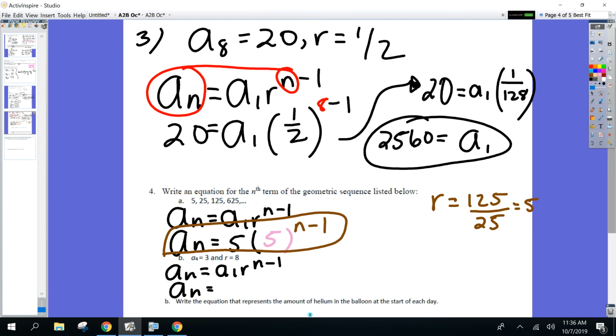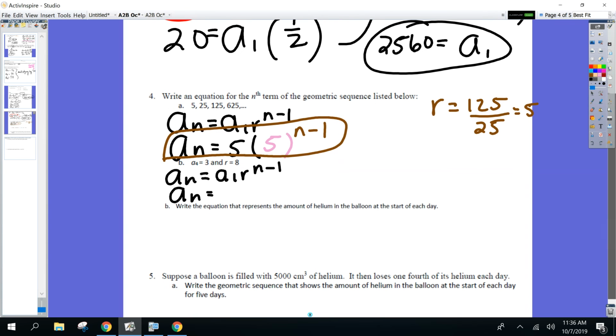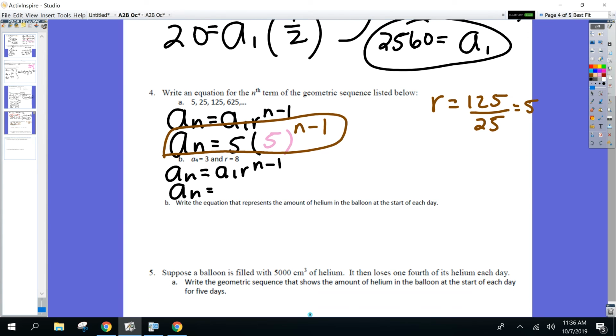Either we could work backwards by dividing everything by 8, or we could use this formula again, which is what I want to do. Here's why. Could you just take 3, divide by 8, divide by 8, divide by 8, and tell me what the first term is? Yeah, you could. But here's the problem. What if I don't give you the fourth term? What if I give you the 50th term? Are we really going to feel like working backwards then? Probably not. That would take a while.